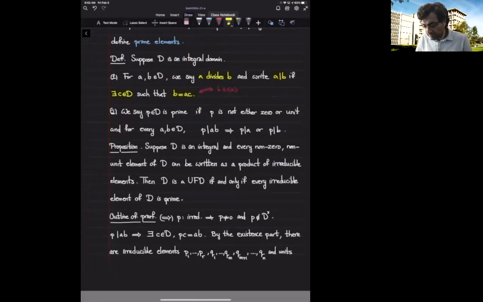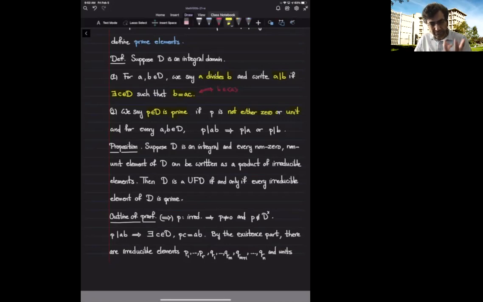So an element P, we call it prime if it satisfies the Euclid's lemma property. What do I mean by that? First of all, we have to ignore the silly elements from a multiplicative point of view, meaning not zero and not a unit. This is similar to part of the definition of irreducible elements, where again we had to ignore zero and units. So here we do the same: a prime element is never zero or a unit.